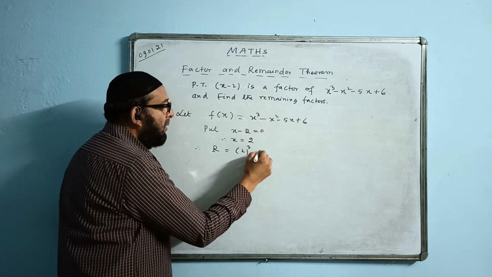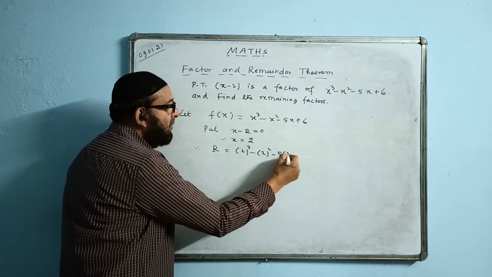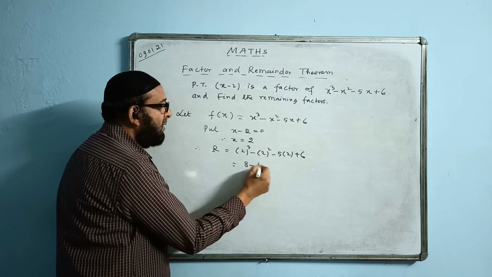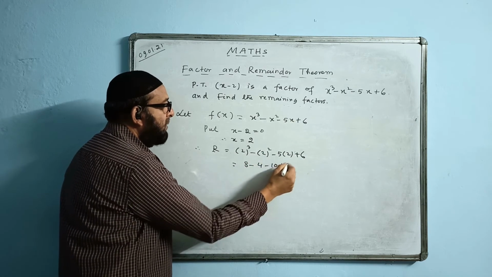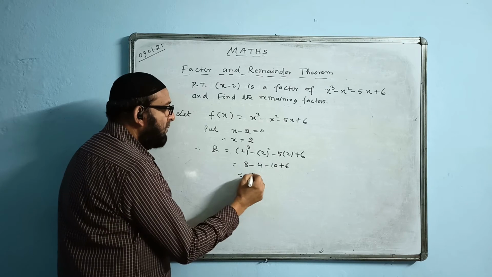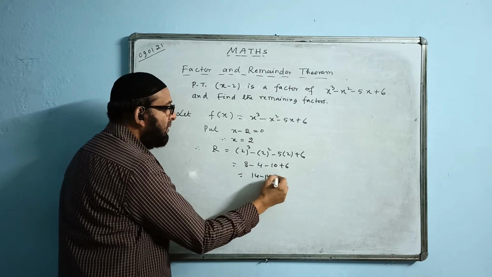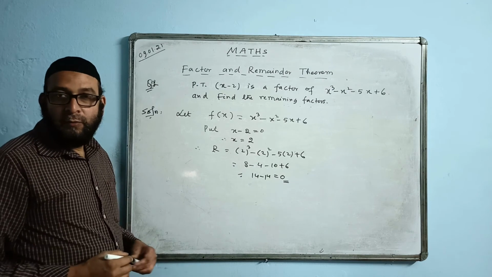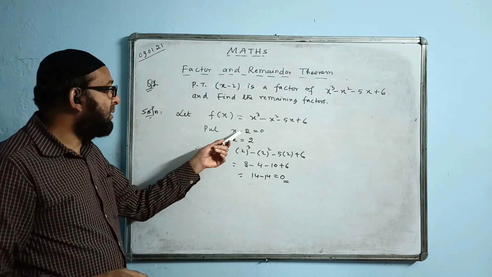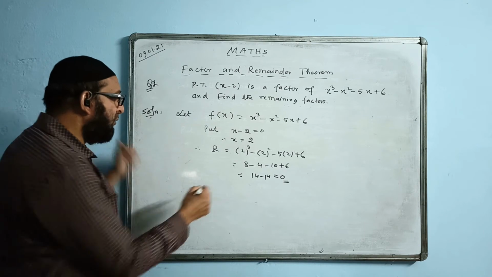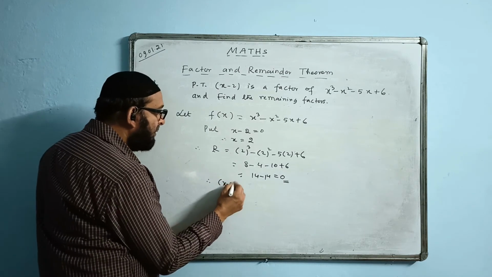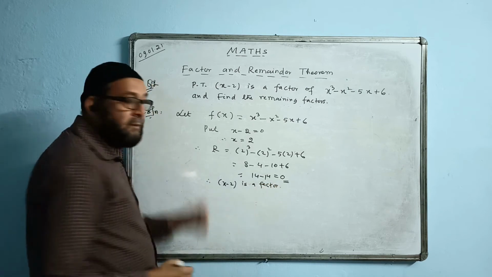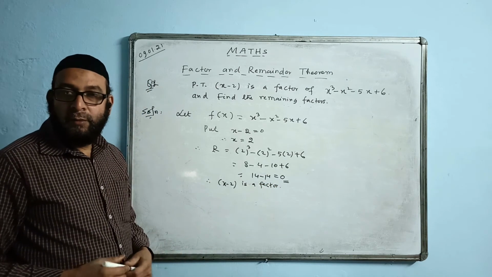2 cube minus 2 square minus 5 into 2 plus 6. 2 cube will give 8. 2 square is giving 4. This is minus 10 plus 6. 8 plus 6 is 14. Minus 4 minus 10 is also 14. The answer is coming 0. So here the remainder comes 0. What is the meaning of it? That means x minus 2 is a factor of this expression. Therefore, we write, therefore x minus 2 is a factor. So this one is proved.